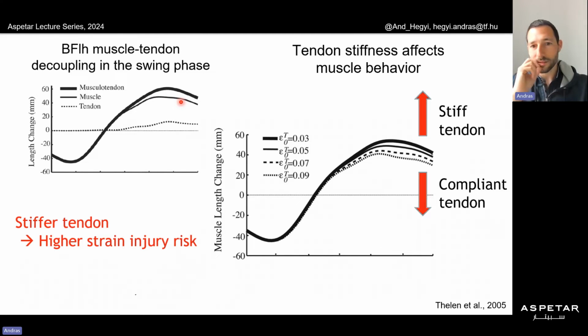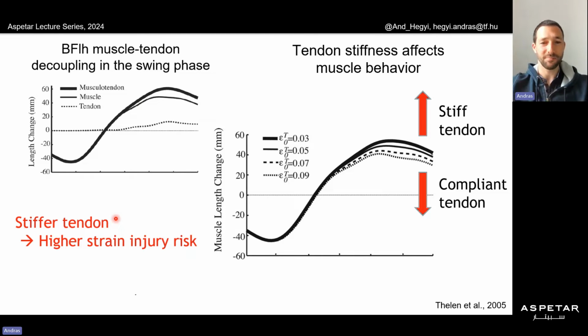And this simulation study showed that if we change the stiffness of the tendon, then it will affect the length change of the muscle. So, for example, if we have a higher tendon stiffness, then it is very likely that we have a higher strain injury risk. Of course, if you're a coach, then you might worry because most of the training interventions will actually increase tendon stiffness.